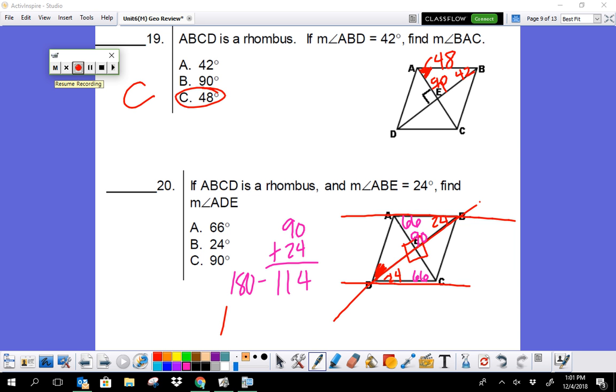Okay, and we actually end up making a lot of the same triangles here. So if this angle here is, if this angle here, this is also going to be 66.